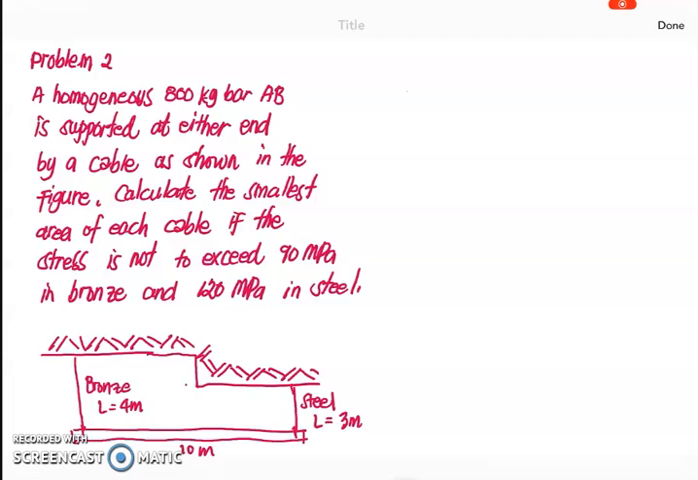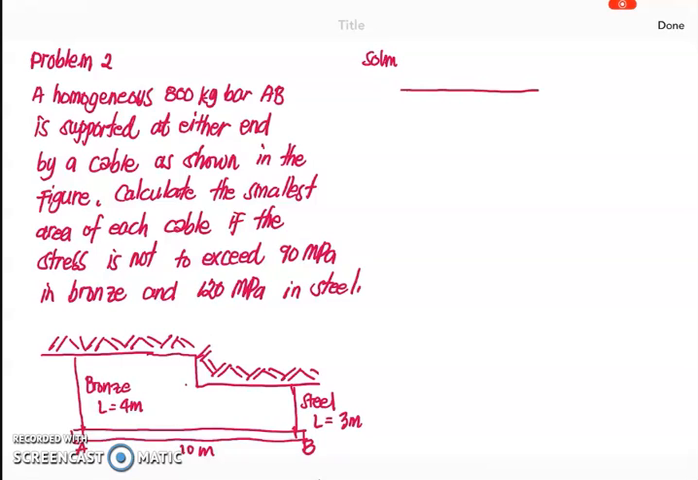You have the two cables: for the bronze, which has a length of 4 meters, and for the steel, a length of 3 meters. These are the supports for our homogeneous 800 kilogram bar AB, which has a length of 10 meters. So for our solution, let's start by drawing the free body diagram.